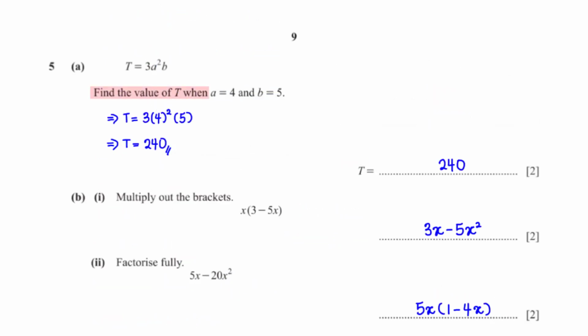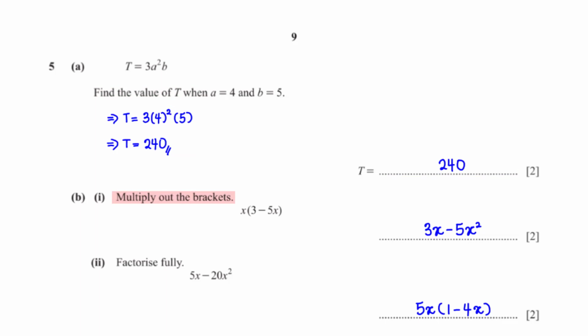Find the value of T when A is 4 and B is 5. When we plug in A equals 4 and B equals 5 into the given equation, this is what we get. When we type this into the calculator, we get 240.